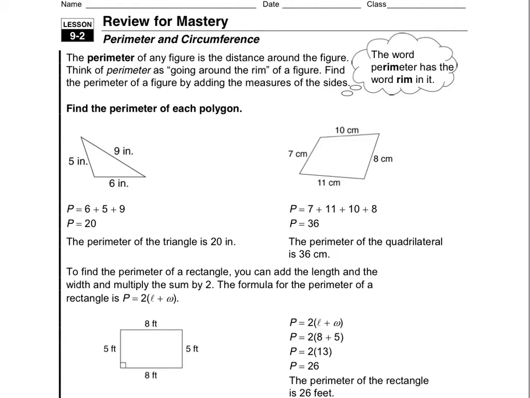Today's lesson, 9-2, is talking about perimeter and circumference of shapes. Perimeter and circumference pretty much mean the same thing. It's just that they're talking about different shapes.